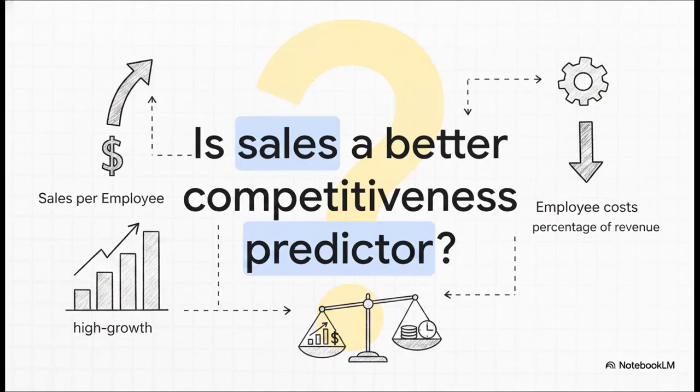Which perfectly sets up your final, highest-level challenge. To what extent is sales per employee a more reliable predictor of long-term competitiveness than employee costs as a percentage of revenue, specifically for a high-growth service business? You'll need to weigh up the arguments for both sides and justify your ultimate strategic judgment based on that specific high-growth context. Go ahead, pause the video now, and complete task 3.